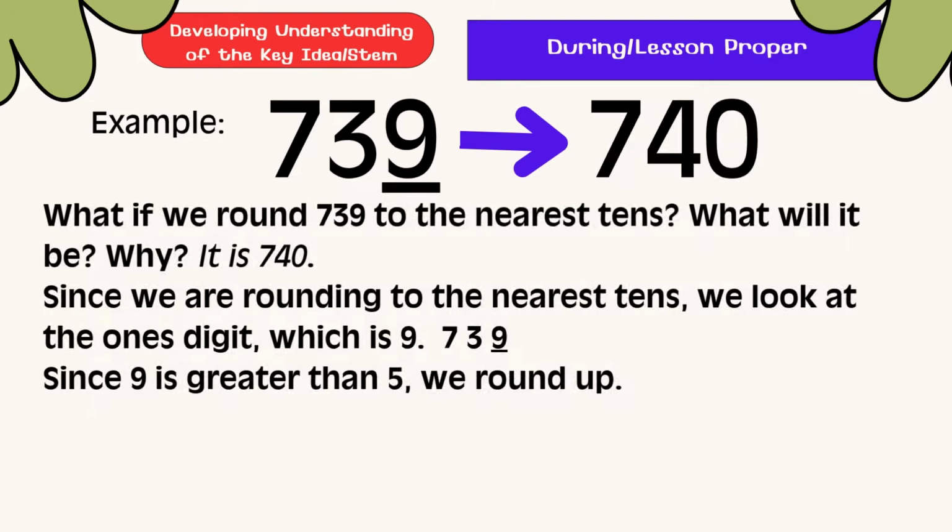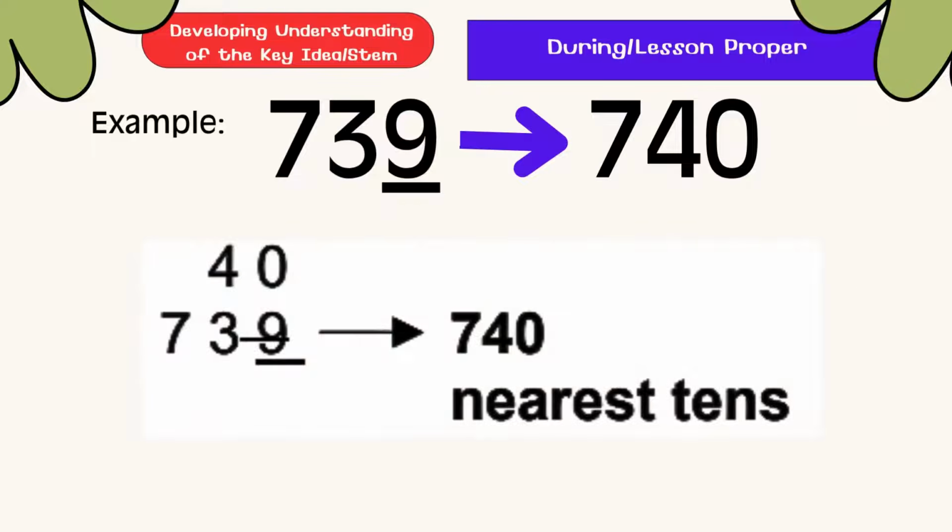What if we round 739 to the nearest tens? What will it be and why? Correct. It is 740. Since we are rounding to the nearest tens, we look at the ones digit, which is 9. Since 9 is greater than 5, we round up. So the answer for 739 rounding to the nearest tens is 740.